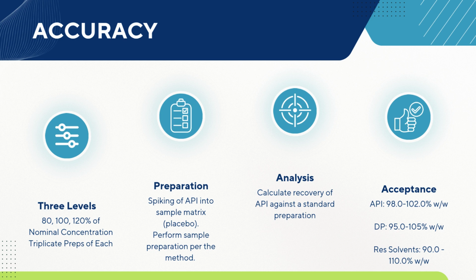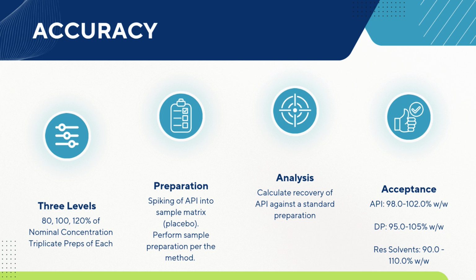We will go into more detail about the preparation on the next slide, but for now, spiking studies are performed where the drug substance of a known purity is spiked into the sample matrix. The recovery is calculated against a reference standard of a known purity. In earlier phase programs, it is normal to not have a large quantity of reference standard or have one qualified yet. And in these cases, the drug substance is used as the standard and the spiking drug substance.